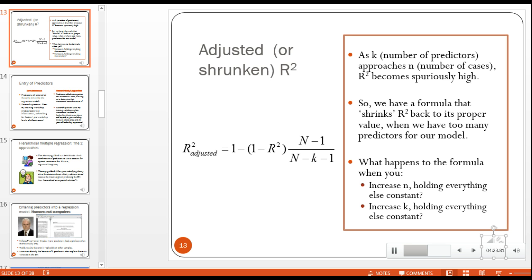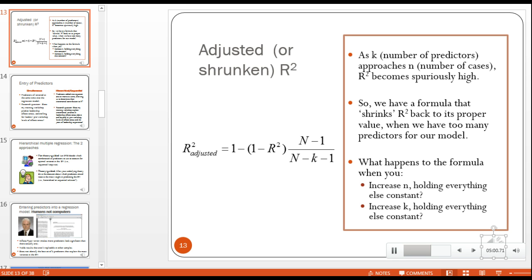Remember the idea that when we increase k, we're also lessening the chance that our F statistic will be significant. So all these factors are playing the same role that we've seen before. It's a similar pattern. When we have too many k, we're going to lessen the chance of finding a significant F test, and we will artificially inflate our R squared. So it'll be a large R squared, but it will not be significant, which is odd.